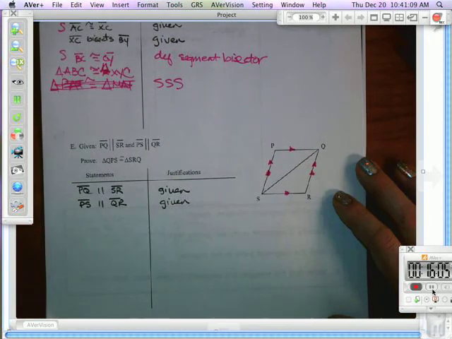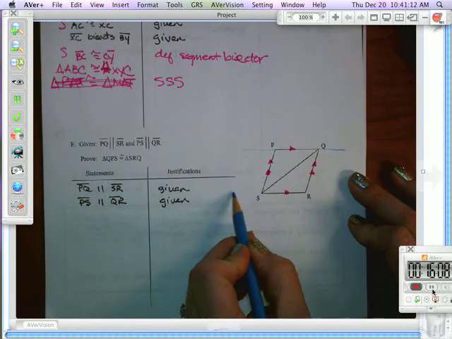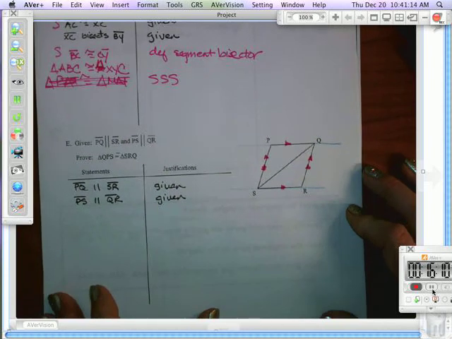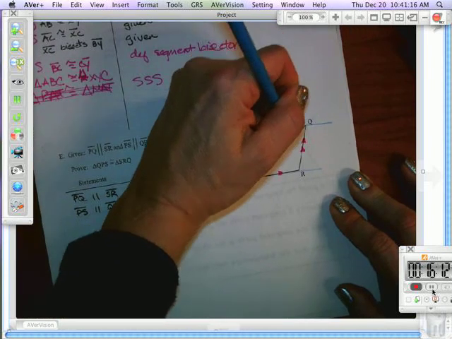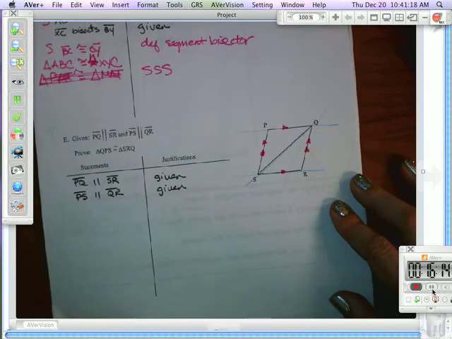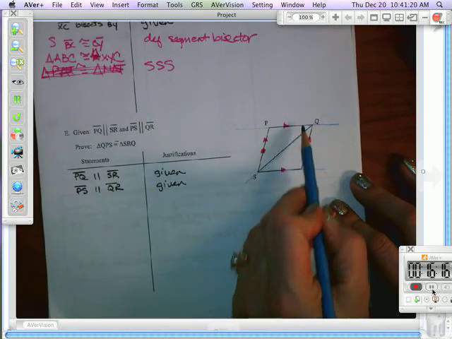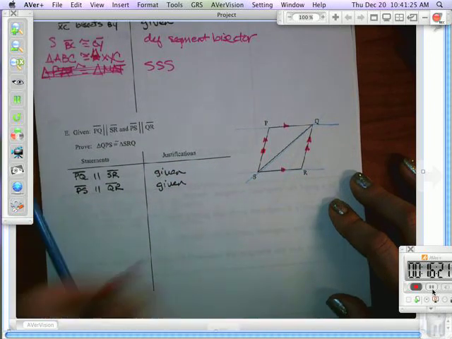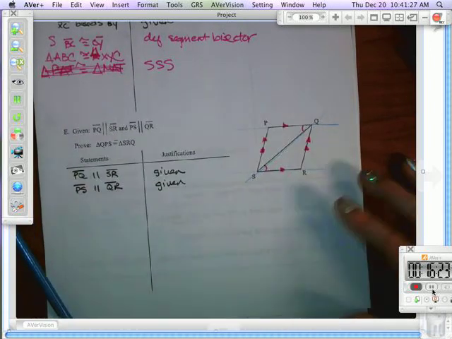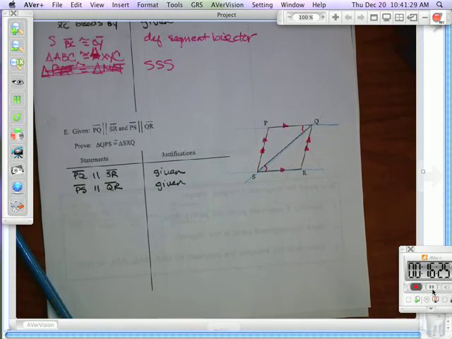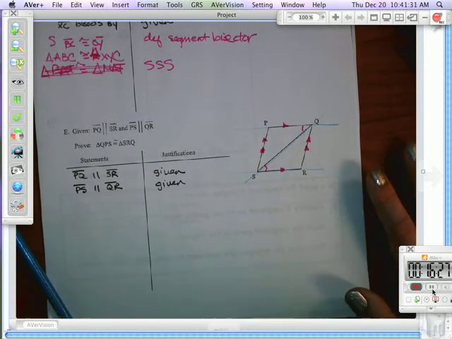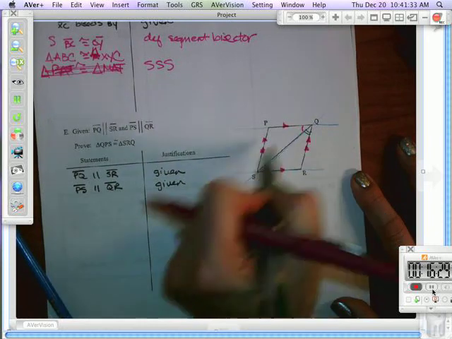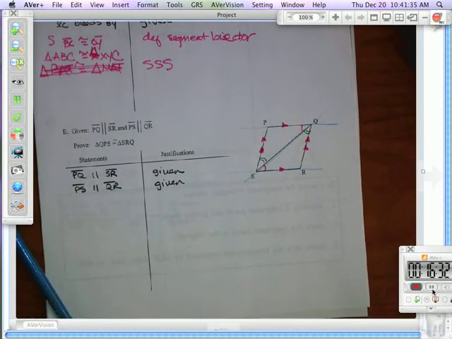If I have parallel lines, I'm probably going to have alternate interior angles. So if I extend this, you don't necessarily have to do it. There's my parallel lines. Here is my transversal. What do I know about these angles? They're alternate interior angles, and they're going to be congruent, aren't they? Oh, well then that means that these are also alternate interior angles. Parallel lines, you're going to have alternate interior angles.